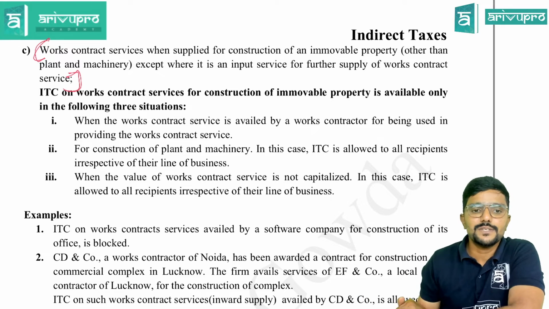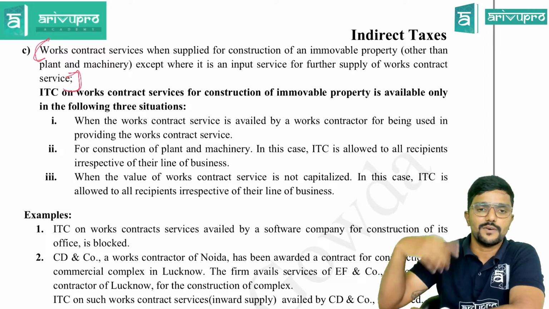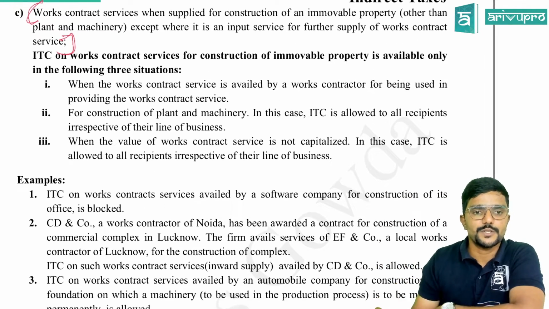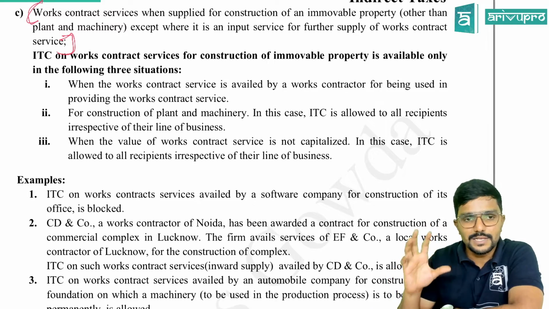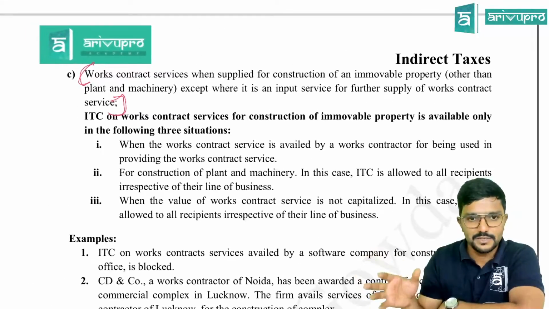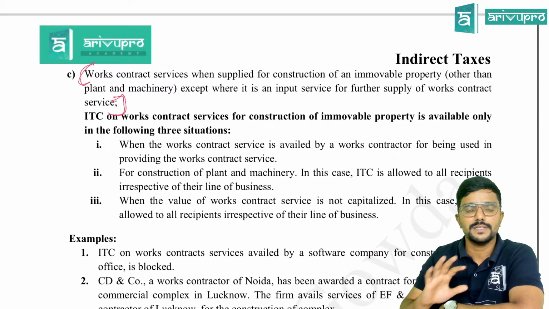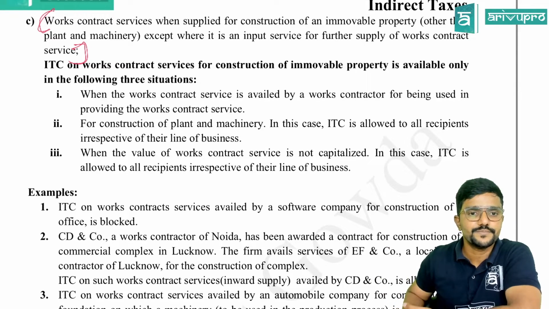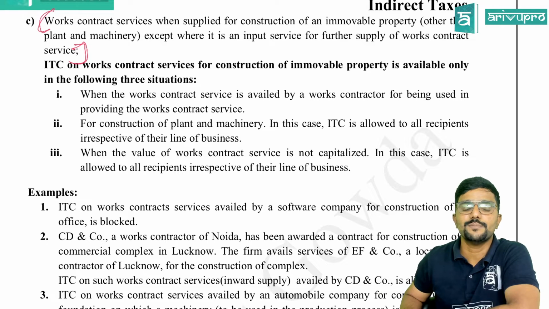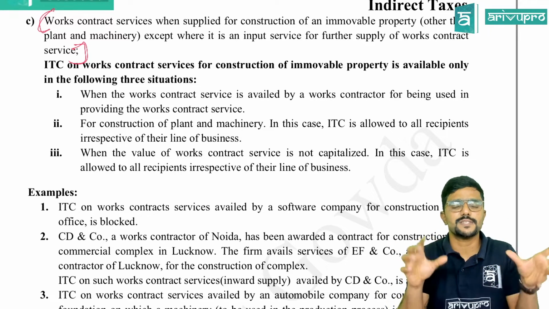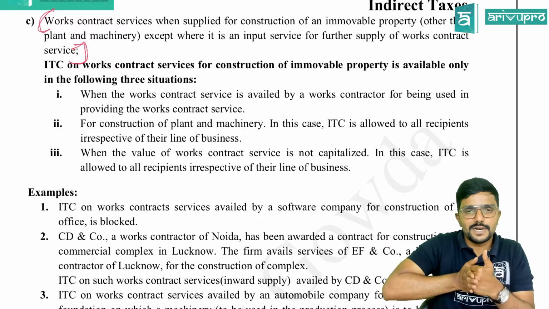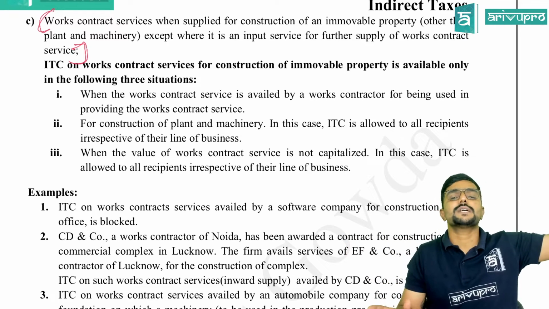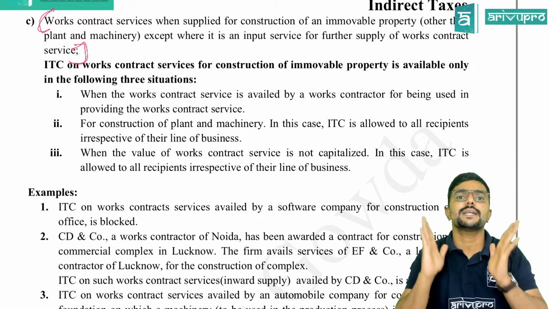ITC on the works contract services for construction of immovable property is available only in the following cases. So in the following three cases, credit is available. Which are those? Clause C is whatever I have already marked here, only that much. Whatever I have given in the next paragraph is just for explanation's sake. It is not given in the law like this. What is that? When the works contract service is availed by the works contractor for being used in providing works contract services. So you can just write there, subcontracting. I am receiving works contract service. Why? To give works contract services to my client. In that case, I can claim the credit.